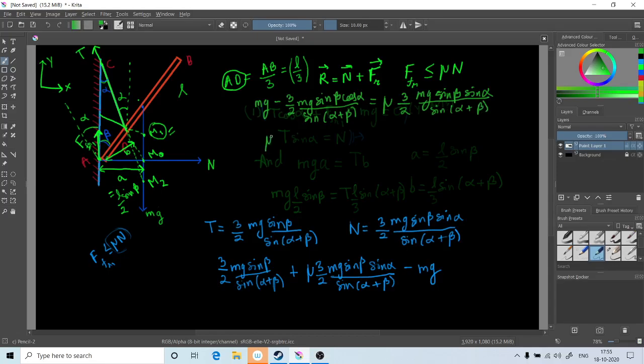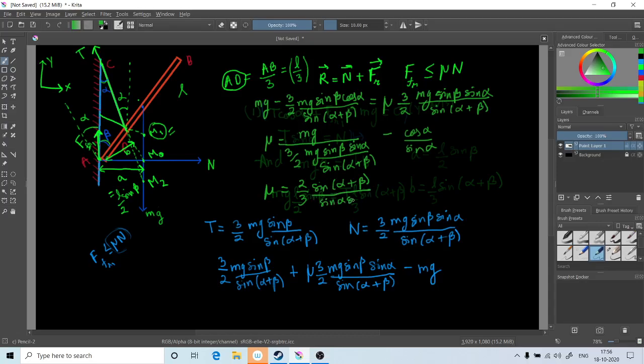And again we have to find the value of the coefficient of friction, which gives us mg minus 3 by 2 mg sine beta sine alpha divided by sine (alpha plus beta), minus cos alpha sine alpha divided by sine alpha. Further, we get 2 by 3 sine (alpha plus beta) divided by sine alpha sine beta minus 1 by tan alpha.